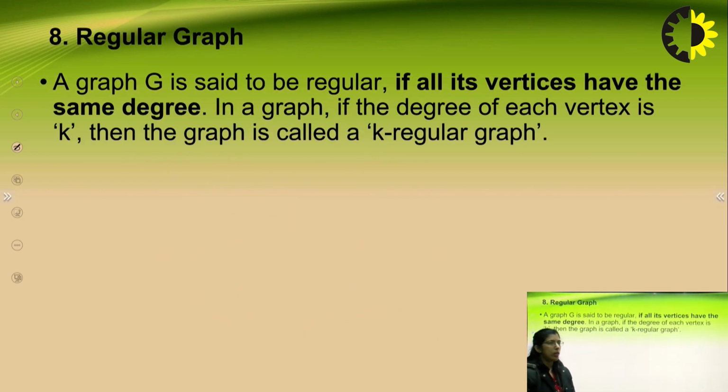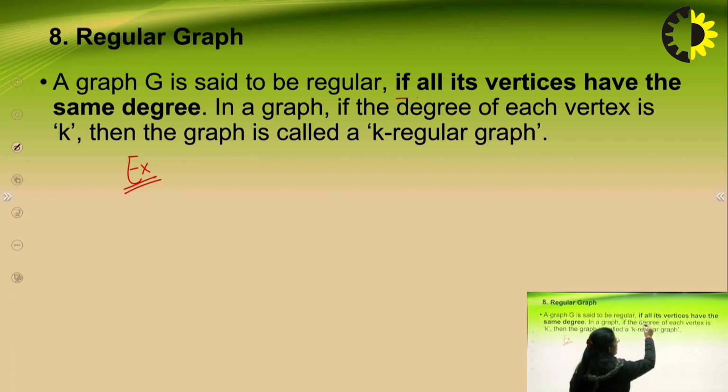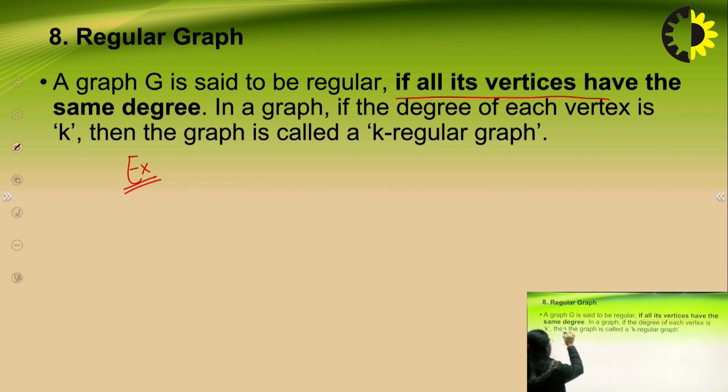Next one is the regular graph. A graph G is said to be regular if all its vertices have the same degree. In a graph, if the degree of each vertex is k, then the graph is called a k-regular graph. The main point here is that all its vertices have the same degree. Let's say we have an example here.